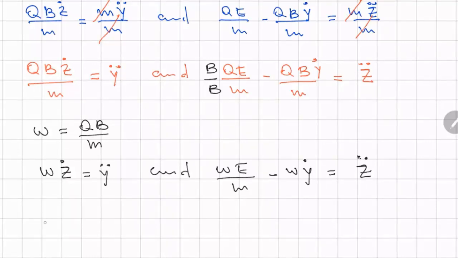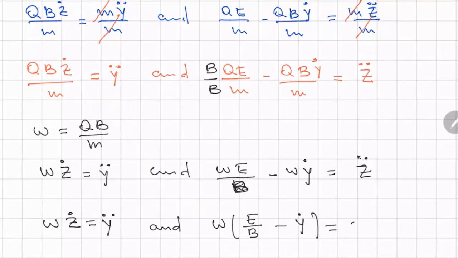Right? And finally, we can write these equations like this: W z dot minus y dot equals zero, and I take B as a common factor: W E dividing B minus y dot equal to z dot. Okay guys, these two equations are two coupled differential equations, and we gotta find the solutions for them.